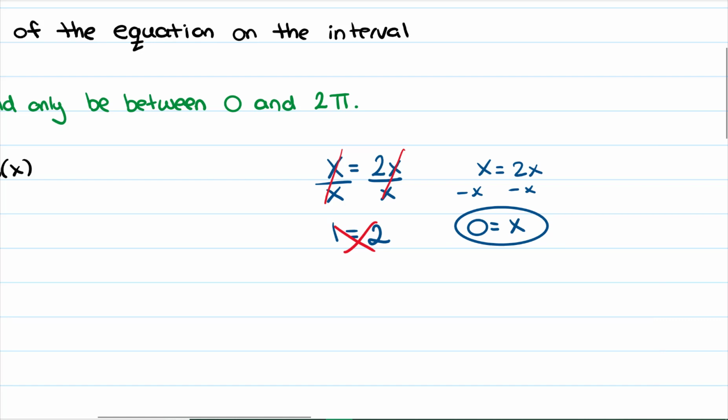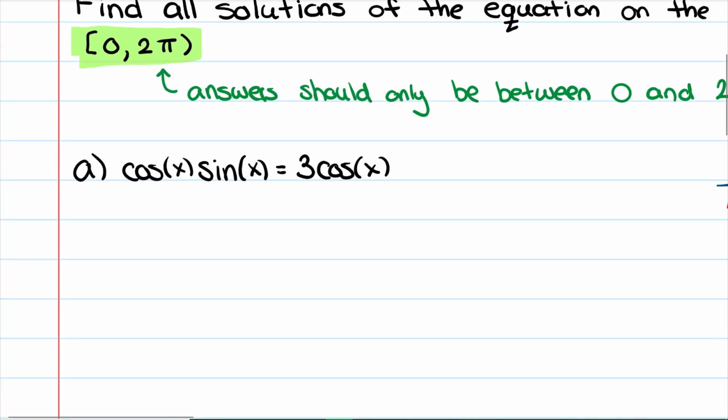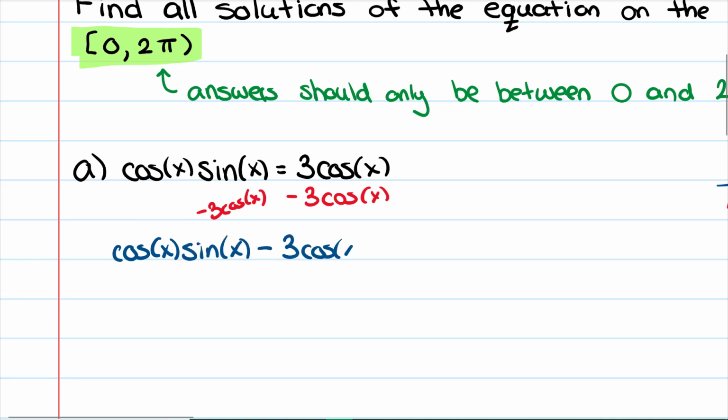Using the same kind of idea, we're going to look at our trig equations, and realize that we cannot divide by cosine. Even if we did, they would cancel, but then we'd be missing out on one of our solutions. So what we have to do is subtract 3 cosine from both sides. Now be careful, this does not become negative 2 cosine. It's cosine of x times sine of x minus 3 cosine of x, and it equals 0.